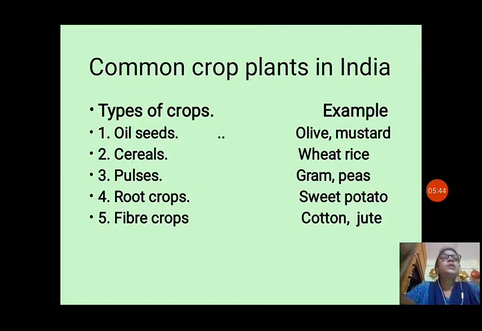Now next is cereals. Cereals are our main staple food, and they are mostly carbohydrate. What are the examples of cereals? Wheat and rice. Both are our common staple food. Now pulses: grams and peas. We commonly eat pulses, these are gram and peas.